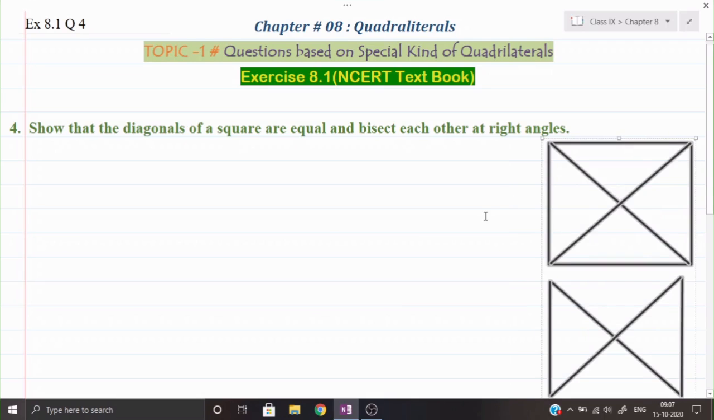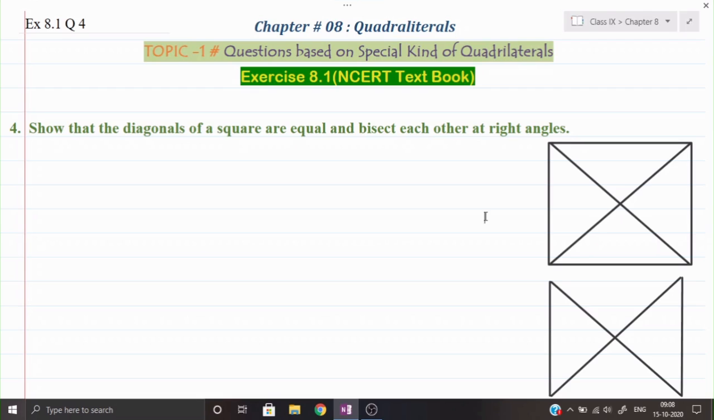Yes. Okay, now first see what is given in the question. Show that the diagonals of a square are equal and bisect each other at right angle. It means we are given that the figure is a square. So remember, if the figure is a square, then three properties are applicable here. First property is about the sides: all sides are equal and sides opposite to each other are parallel. Second property is about angles: all angles are equal to 90 degrees.